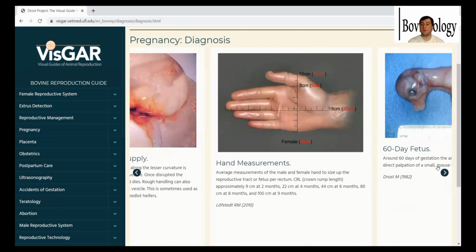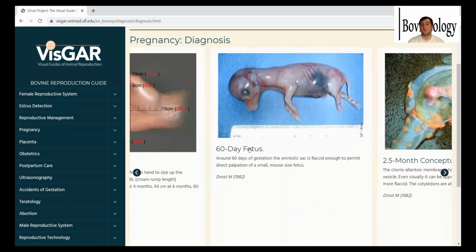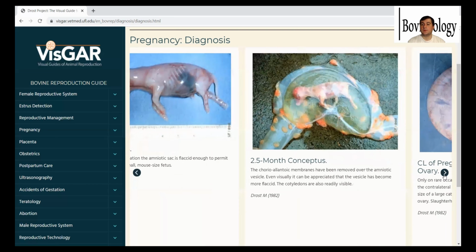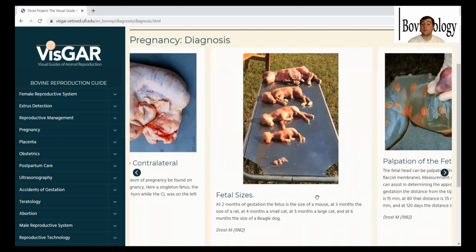So hand measurements: you can actually use your hand to measure the fetus. Around day 60, you can actually feel the fetus, and that's just because the amniotic vesicle starts drying. So the amniotic sac is flaccid enough to permit direct palpation of the small mouse-sized fetus. And then here are different sizes of fetus.